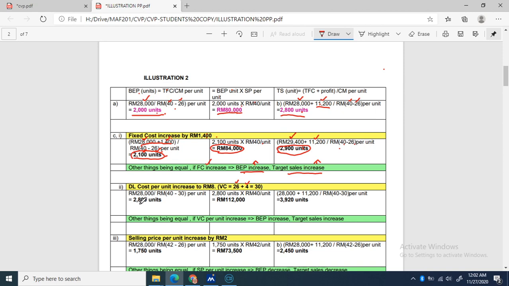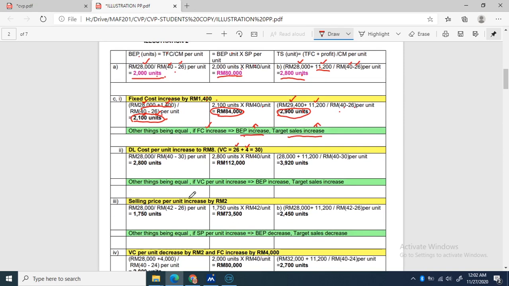Now we refer to the BEP in unit and BEP in RM. The fixed cost remains unchanged, still 28,000, divided by the 40 selling price minus the variable cost, which is not 26 anymore but 30. So your BEP unit is 2,800. The BEP in RM is 2,800 times 40, the selling price, which does not change. So your BEP in RM is 112,000.